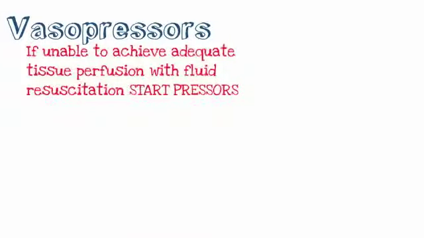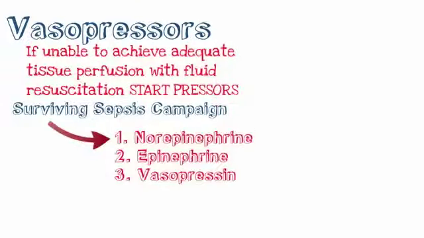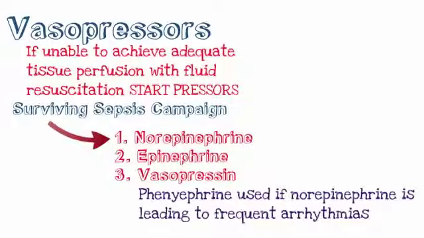To increase your central venous oxygen saturation, one tool you can use is transfusing RBCs to increase your oxygen carrying capacity. Now, vasopressors: if you're unable to achieve adequate tissue perfusion with fluid resuscitation, start pressors. The Surviving Sepsis campaign recommended that we start with norepinephrine and work your way up to epinephrine and vasopressin. But really, there is no benefit to one of these over the other. One thing you may want to note is that phenylephrine is preferred if norepinephrine is causing tachyarrhythmias.